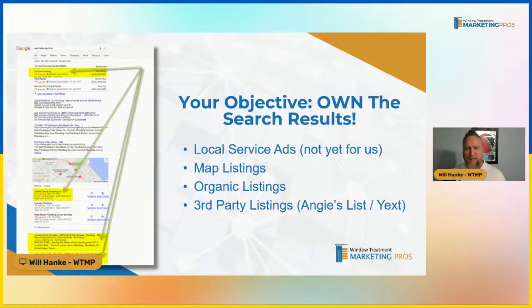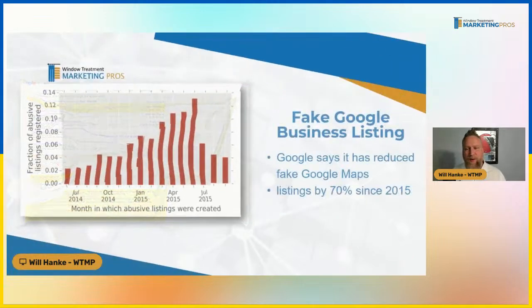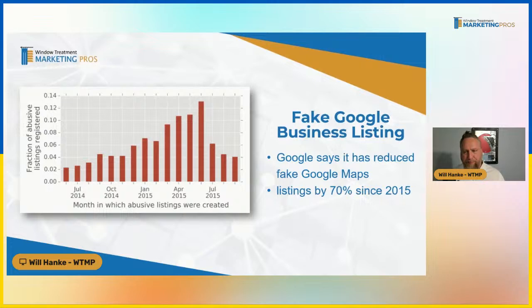That's fantastic. Then we've got the map, then we've got the organic listings, and then we also have sometimes third-party listings. So you might be on the Better Business Bureau website, or Yelp, or those kinds of things can also rank for your business. So you can dominate these results if you have optimized a lot of these things.